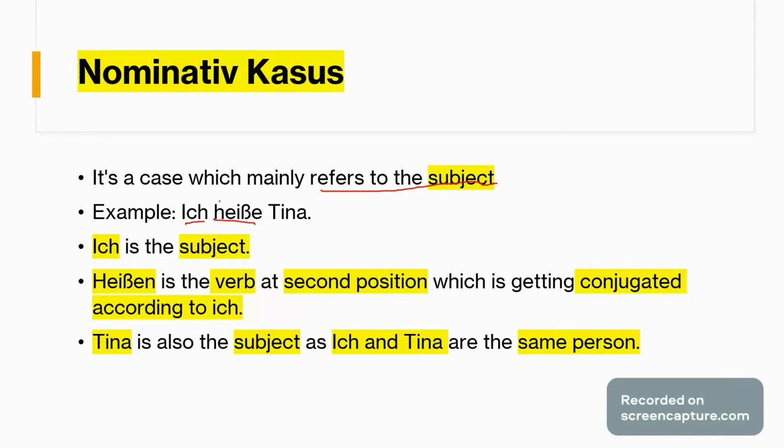So see, ich is the subject, heißen is the verb. Now verb is placed at the second position when we are framing a sentence. Okay. In the question it goes at the first position. But the verb remains at the second position and it gets conjugated according to ich. Okay. Now you all must be thinking that Tina is also the object. No, Tina is the subject as well. Why? Because ich and Tina they refer to the same person. Let's move further.